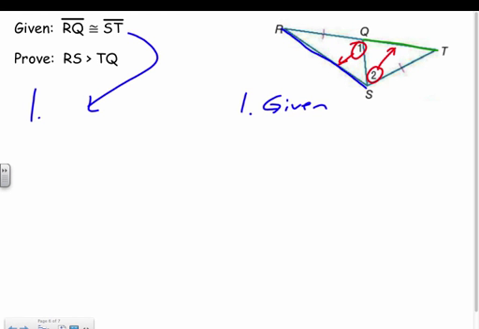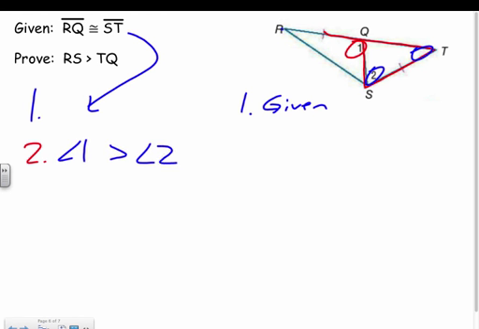This goes back a few sections. If I look at angle 1 and compare it to the triangle where angle 2 exists, what do you notice about angle 1? Isn't it an exterior to that triangle? So I know any angle that's exterior to the triangle is greater than each remote interior angle. So I can state that angle 1 is greater than angle 2 because it's an exterior angle, right? So let's say angle 1 is greater than angle 2.